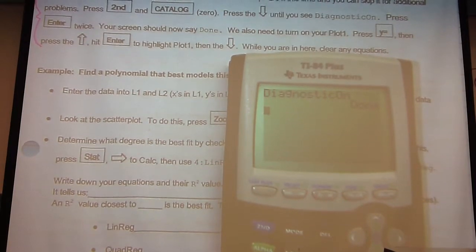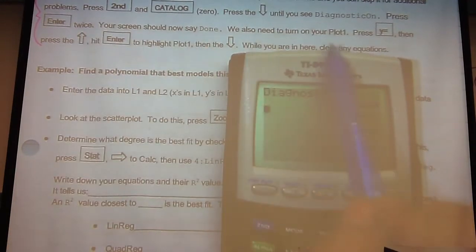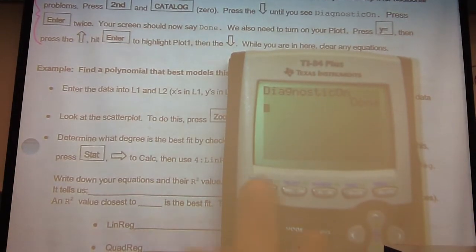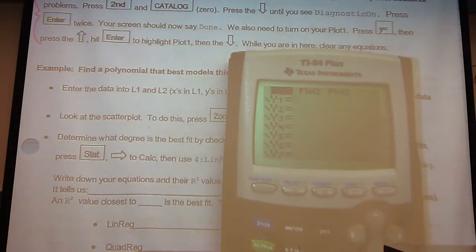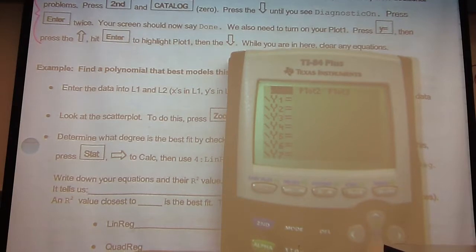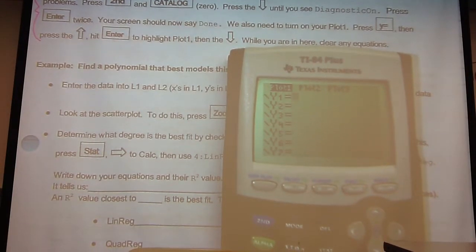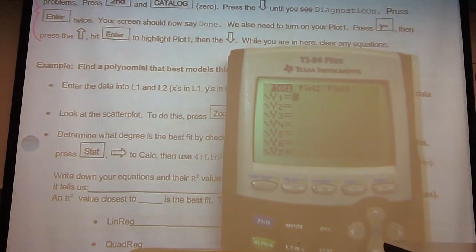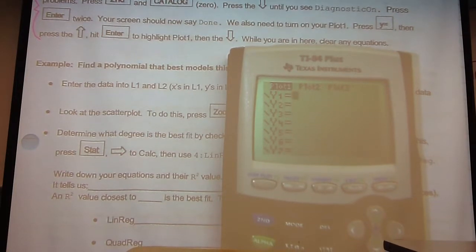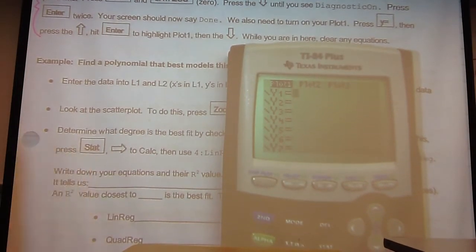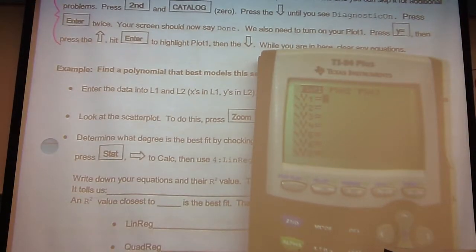Okay, so the rest of the setup for this stuff is that we need to also turn our plot 1 on. So press y equals. If it is not already, press the up arrow and enter, so plot 1 is highlighted. Your screen should look like mine. Give me a thumbs up when that's done. Okay, so that is a setup step. You don't need to do that ever again. Your calculator is now set up to do these problems, okay?